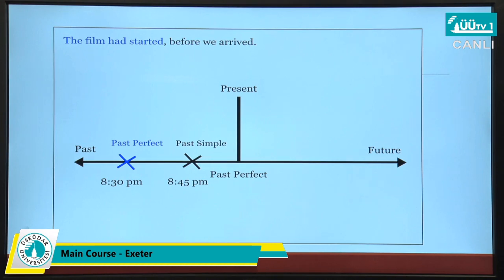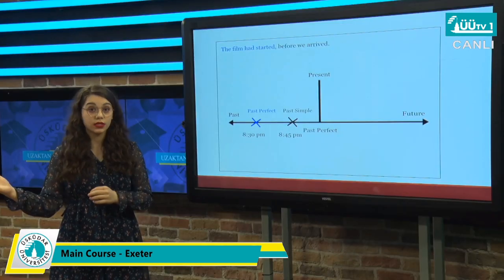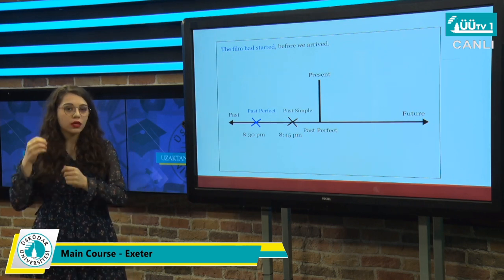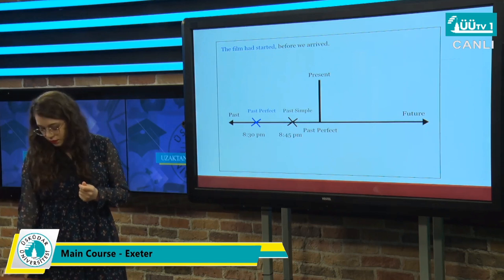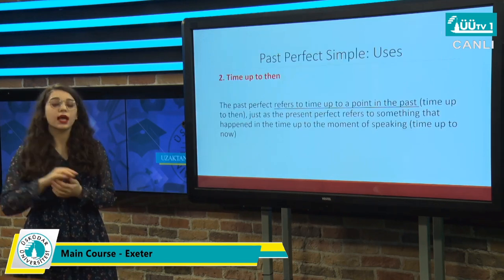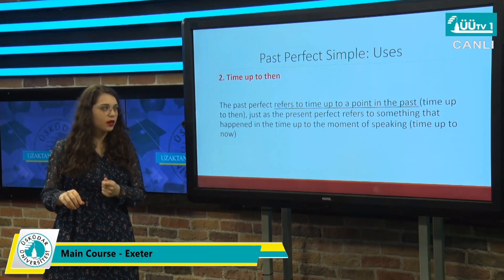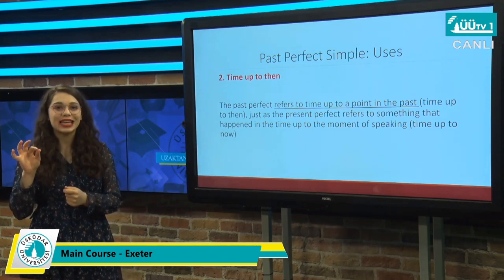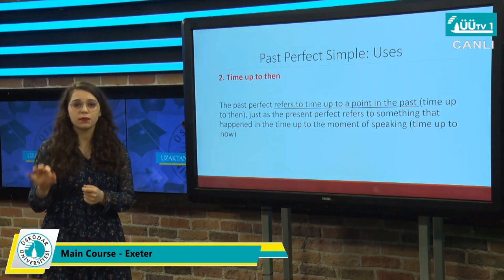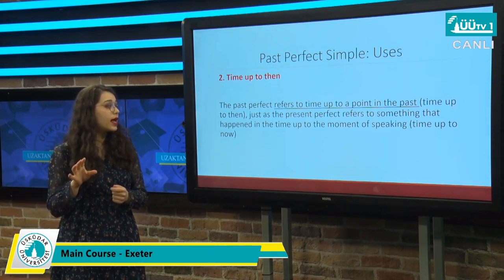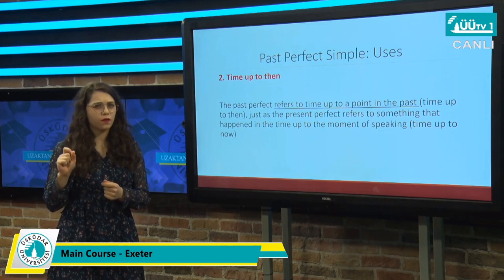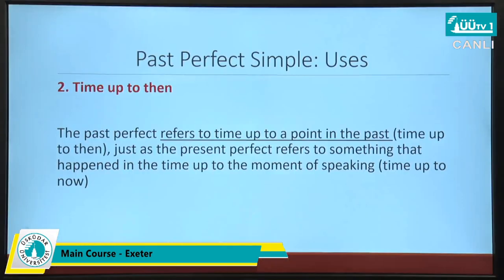So it tells us that we arrived at the cinema late and the film had already started. So we're talking about an event that happened before, the past of the past. Another usage is time up to then. So the past perfect refers to time up to a point in the past, just as the present perfect refers to something that happened in the time up to the moment of speaking. A lot of words. Let's look at an example.